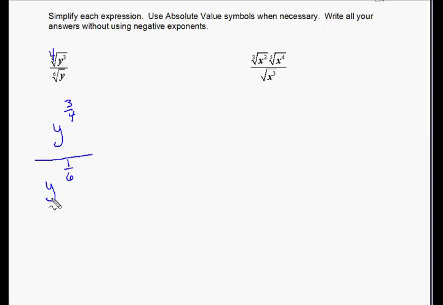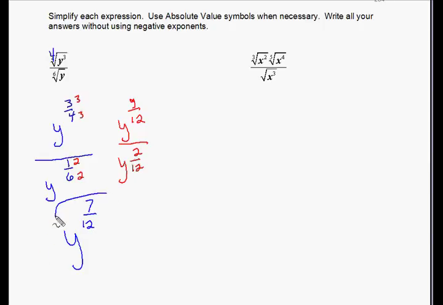Since our bases are the same, we would like to try and subtract our exponents, but in order to subtract fractions, you have to have a common denominator. That would be 12. So we can multiply the 6 by 2 and multiply the 4 by 3. That would give us y to the 9/12 being divided by y to the 2/12. And then we subtract our exponents, and we end up with y to the 7/12.